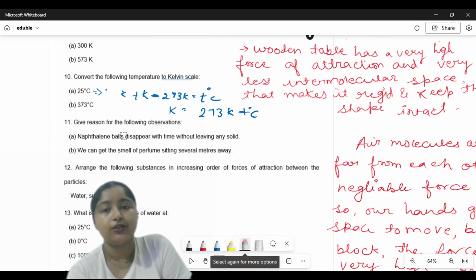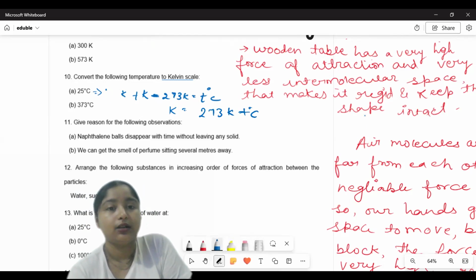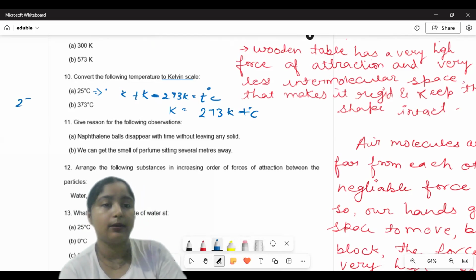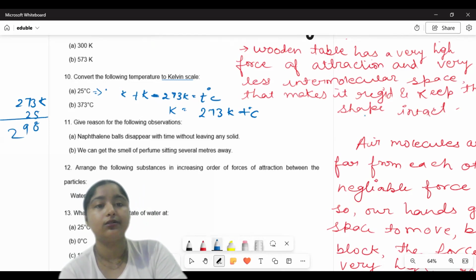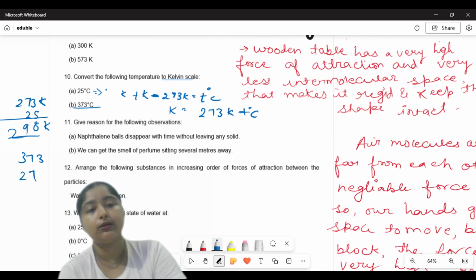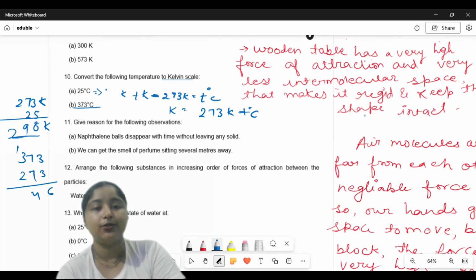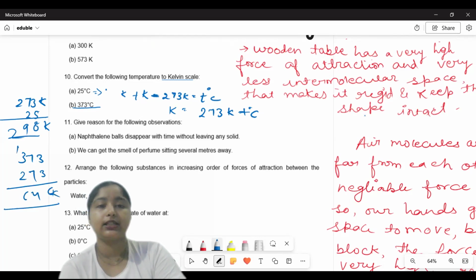This is 273K plus 25 degrees Celsius, right? 5 plus 3 is 8. And that's going to give you 298 Kelvin, right? Next, 373K. So add just 273K to it and see what happens. Yeah, so this is 646 Kelvin.